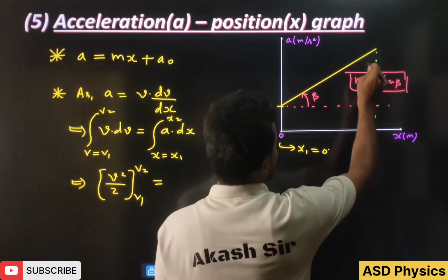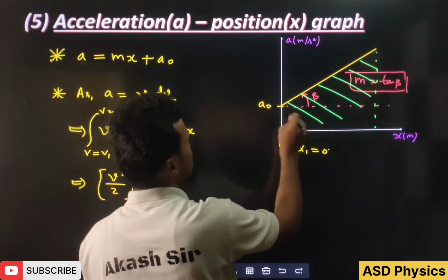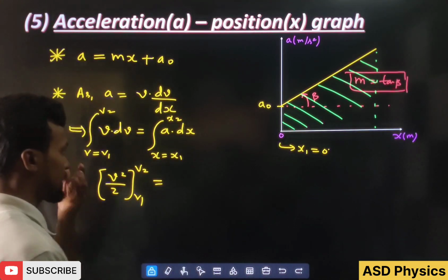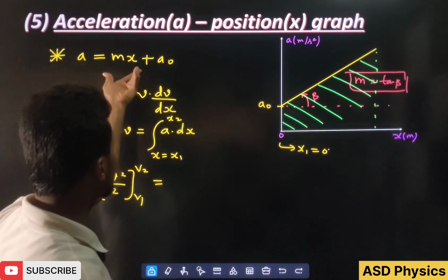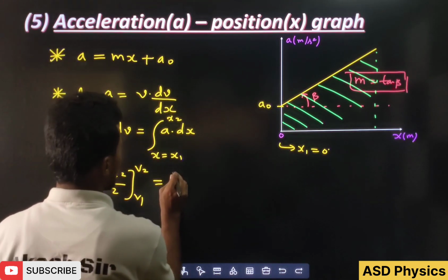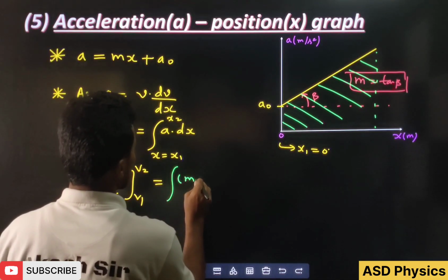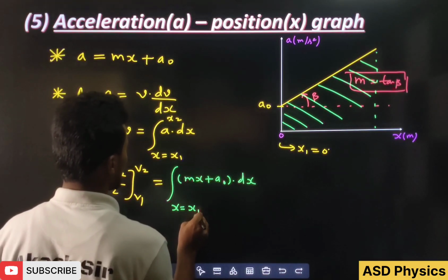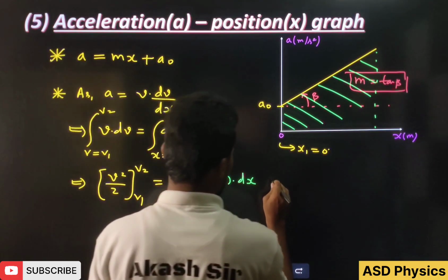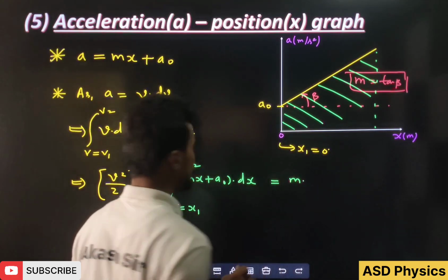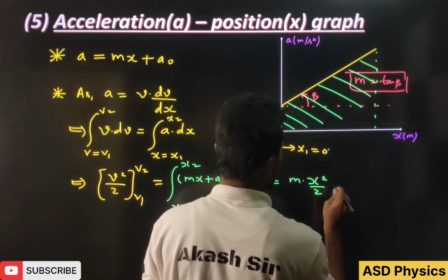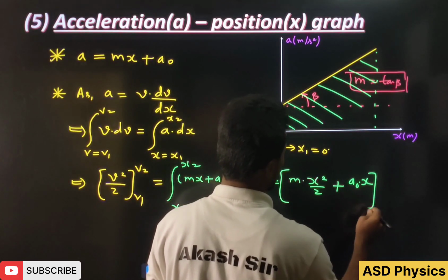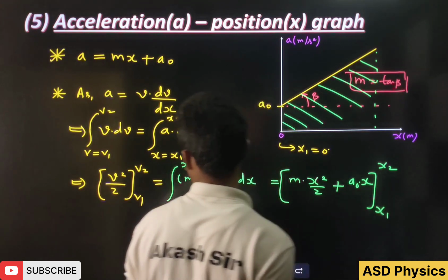Sometimes we can calculate the area directly, maybe a triangle, maybe a trapezium, any kind of shape. And if we can write the equation of this straight line, then we can integrate here also. So see here, the integration is (mx plus a naught) into dx, x equal to x1 to x2. If I write one more step for you, it becomes m times the integration of x dx, meaning x squared by 2, plus a naught x. Then we can put the limits x1 to x2.